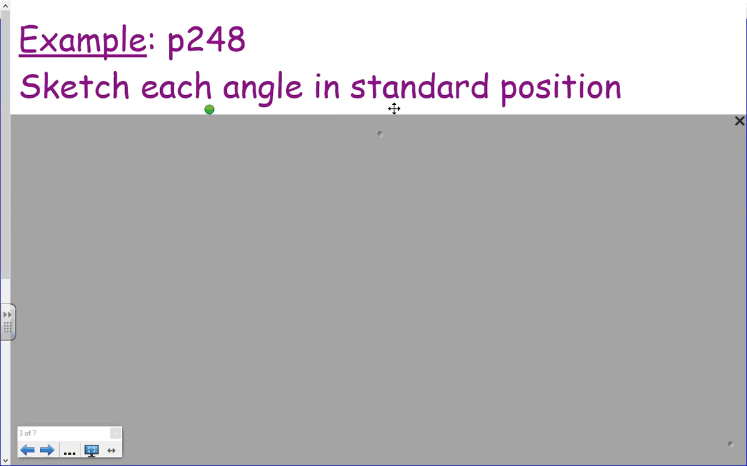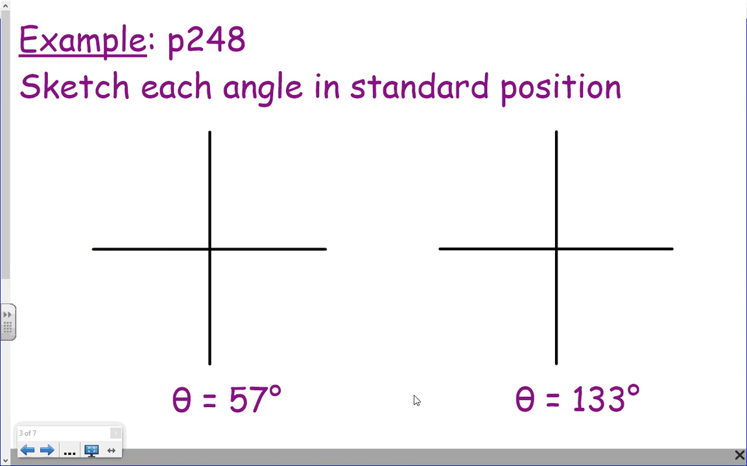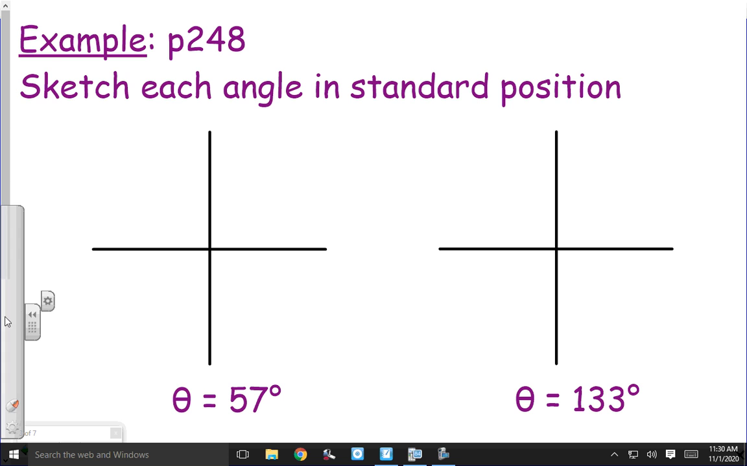All right, so let's sketch a few angles here in standard position. This is an example that they give you on page 248 in your book. They give you several angles there, and we're just going to go through and sketch what these look like. Now, one thing to pay attention to as we sketch these: notice that I'm not going to get out a protractor here and try to measure these exactly.